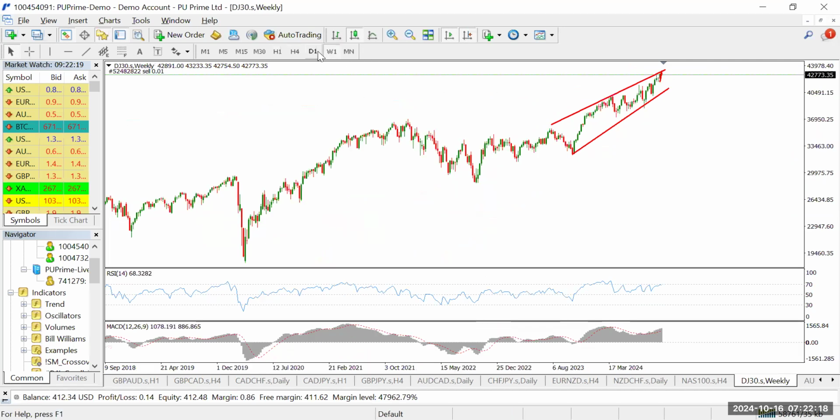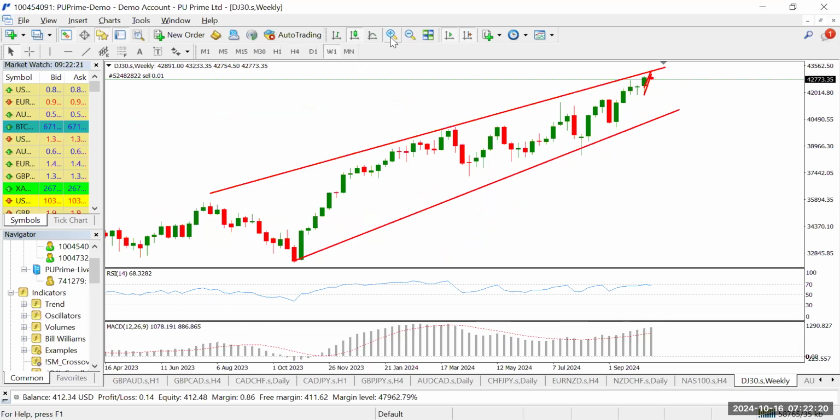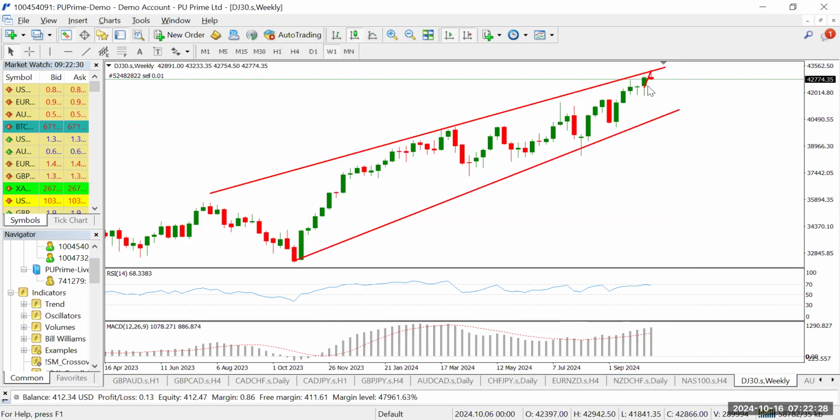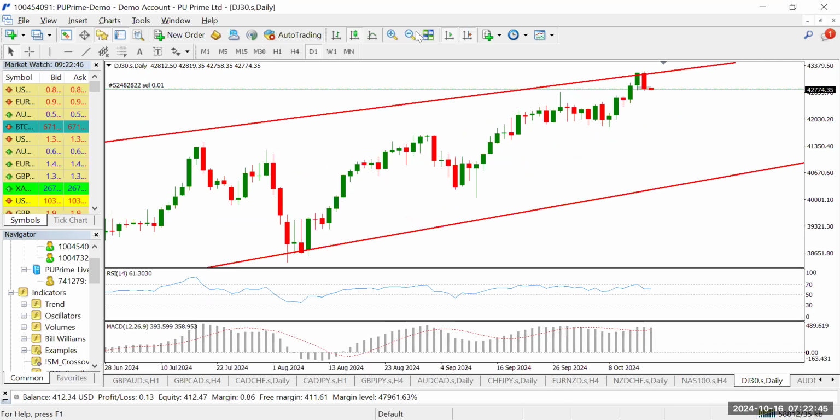If you go to the weekly time frame, you can see there's a rising wedge pattern on DJ30. Sorry, I'm on DJ30. This is DJ30, and we have a rising wedge pattern right from the weekly time frame, and we can see that price is trying to form a rejection candle even on the weekly time frame, but that can still be a distance away. So let's look at the daily. The daily is much closer for us.